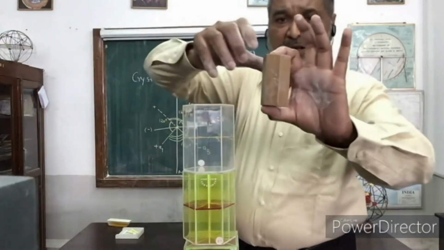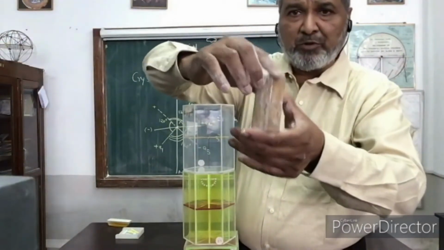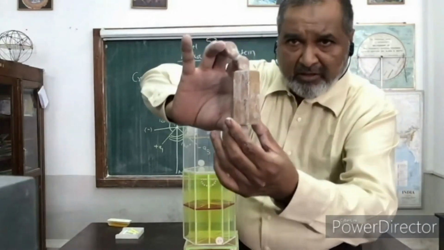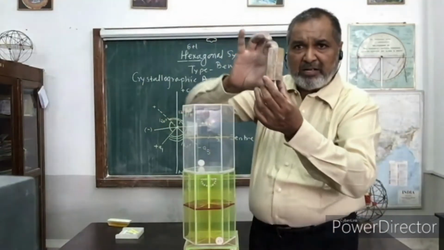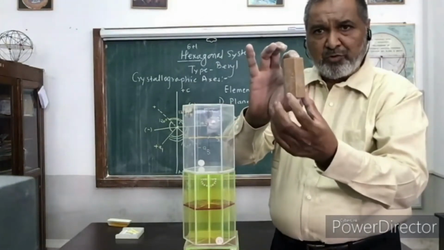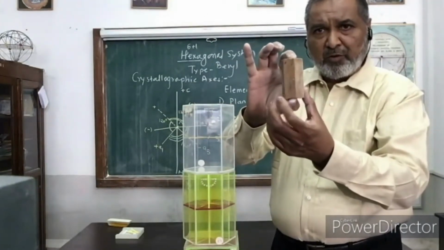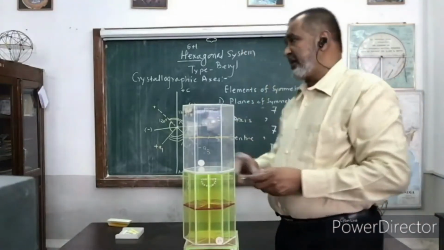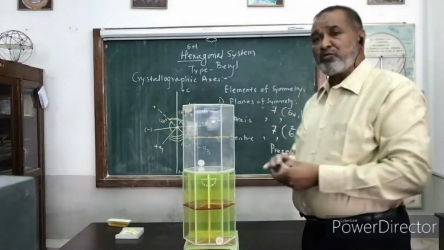I'll make it a clear one. I'll come closer so that you can get the idea. Yes, the starting point is there. So in that starting point, I'm going to rotate 1, 2, 3, 4, 5, and this is 6. So one of six-fold along the c-axis. So that we have written as one of six-fold.